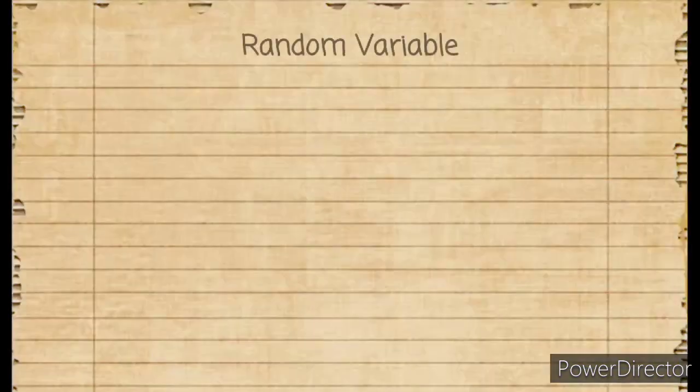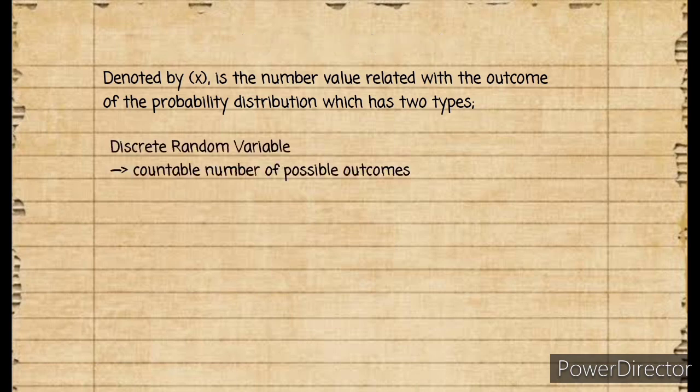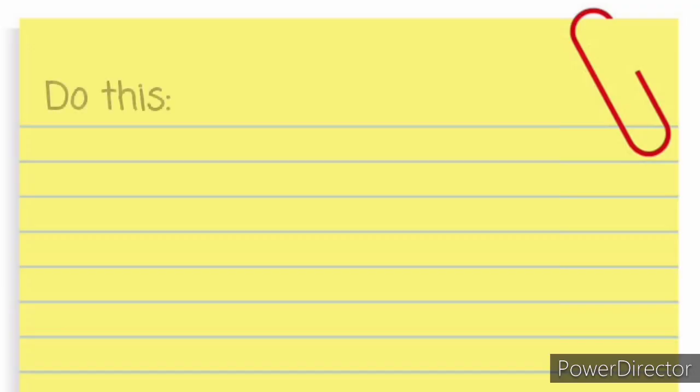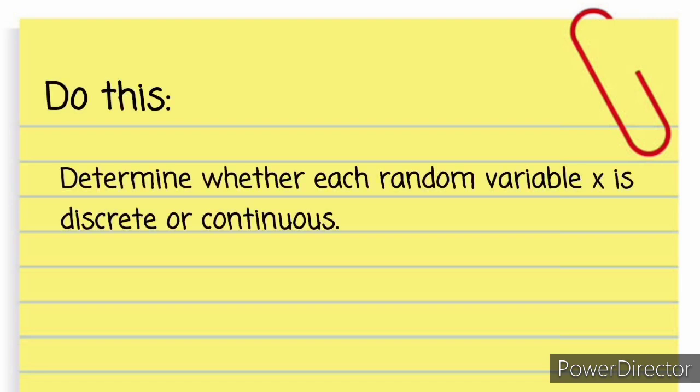Random variable. A random variable x is the number value related with the outcome of the probability distribution, which has two types: the discrete random variable, which has countable number of possible outcomes, and the continuous random variable, which has uncountable number of possible outcomes or can be obtained by measuring. Now, let me show you an example and determine whether each random variable x is discrete or continuous.